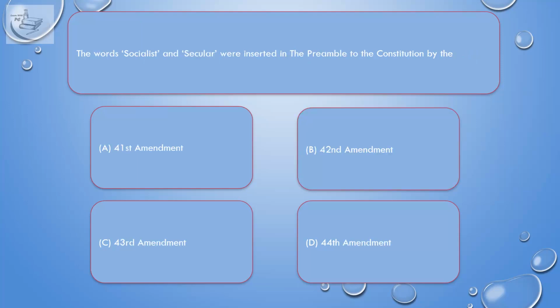Question: the words socialist and secular were inserted in the preamble to the Constitution by the A. 41st Amendment, B. 42nd Amendment, C. 43rd Amendment, D. 44th Amendment. Correct answer is B. 42nd Amendment.